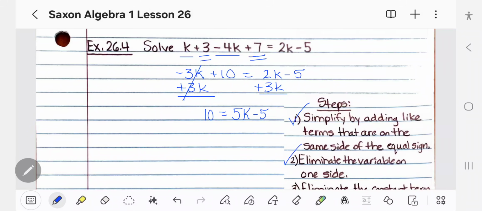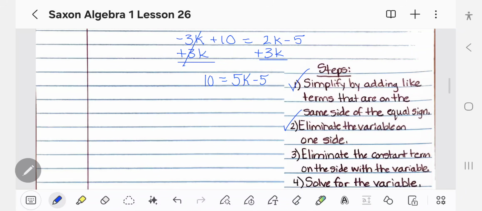We have accomplished step 2. Step 3: eliminate the constant term on the side with the variable. The constant term is right here, so let's get rid of that. The opposite of minus 5 would be plus 5. That'll go away. Let's add 5 over here, and we get 15 is equal to 5k. Now we see they're multiplying by 5, so we're going to divide by 5. And we get 3 is equal to k. We just solved for the variable.